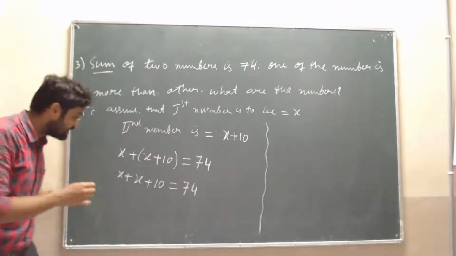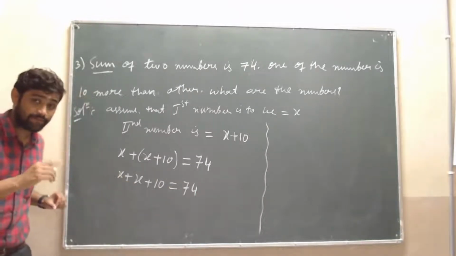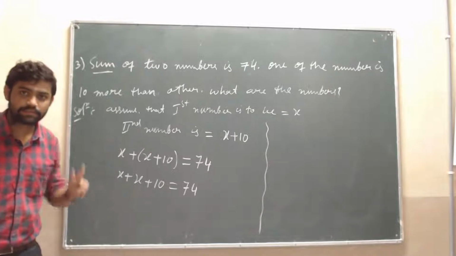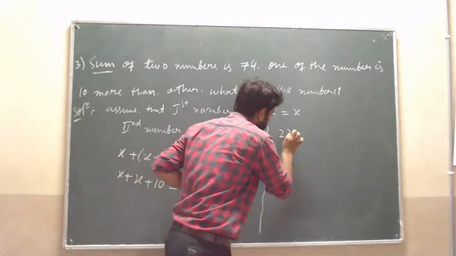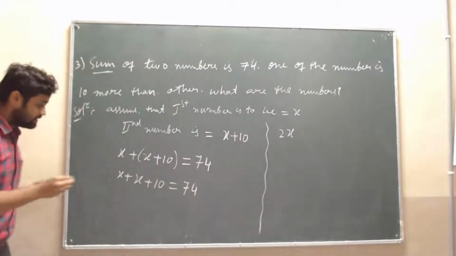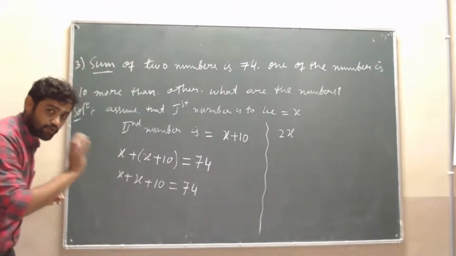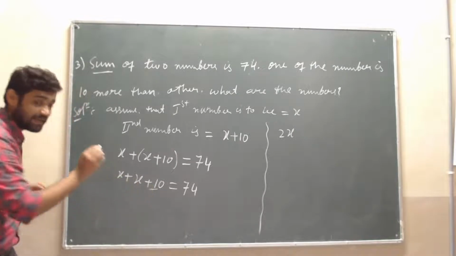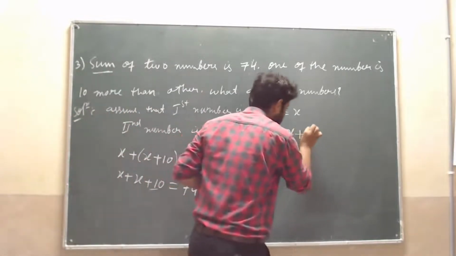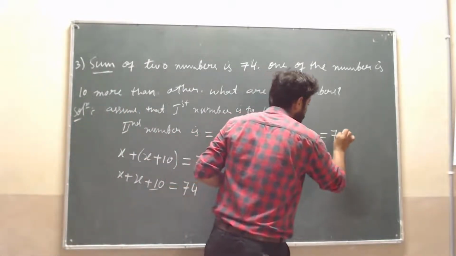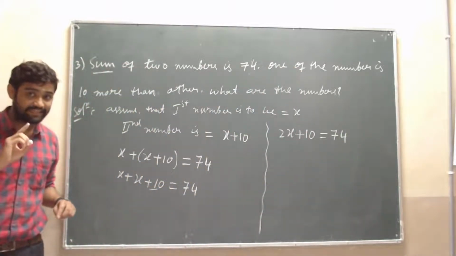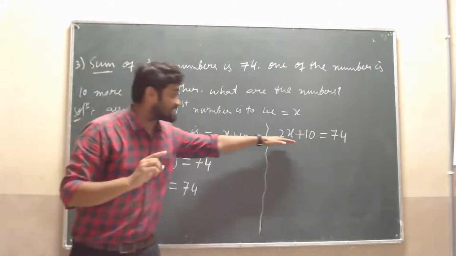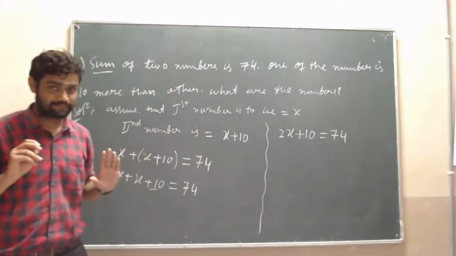Now concentrate here. x plus x is 2x. Then here we have plus 10. Plus 10 is equal to 74. So 2x plus 10 is equal to 74.